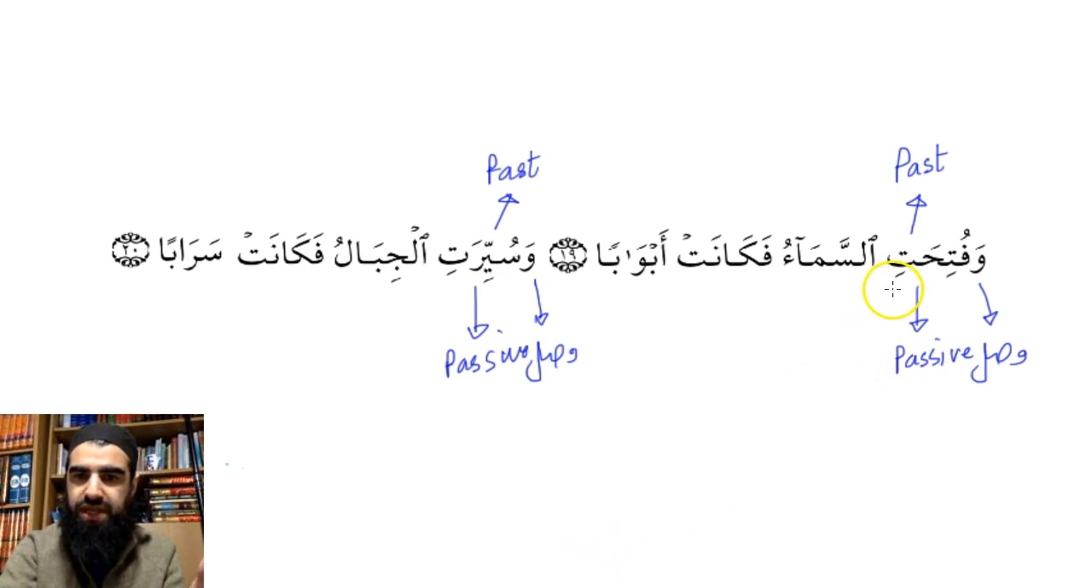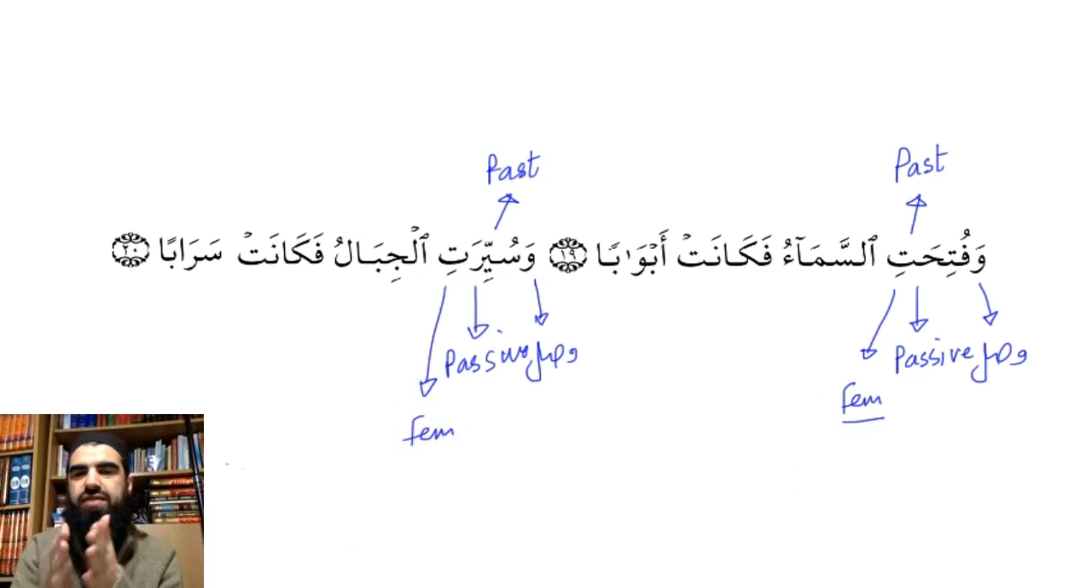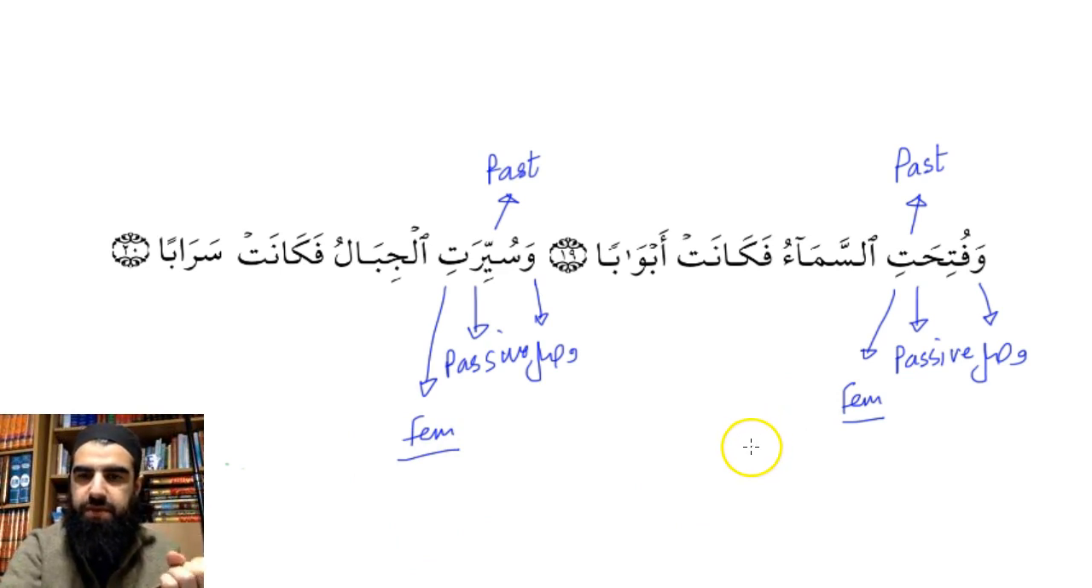So futihat and suyirat. Futihat is also feminine. Suyirat is also feminine. So you've got a lot of mirroring going on here. Symmetry. There's a lot of symmetry between these two verses. So both of them are feminine, past, passive. You've got the wow wasal there as well.